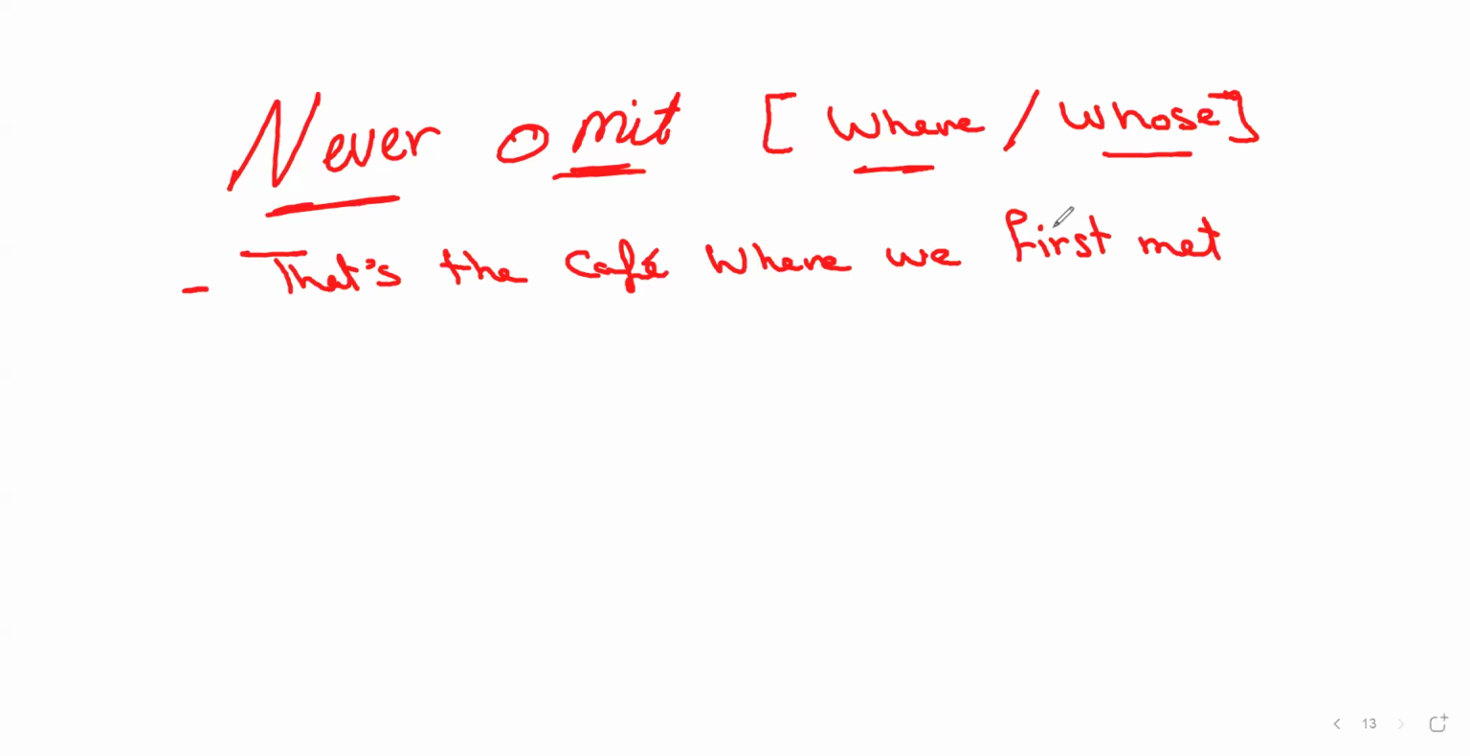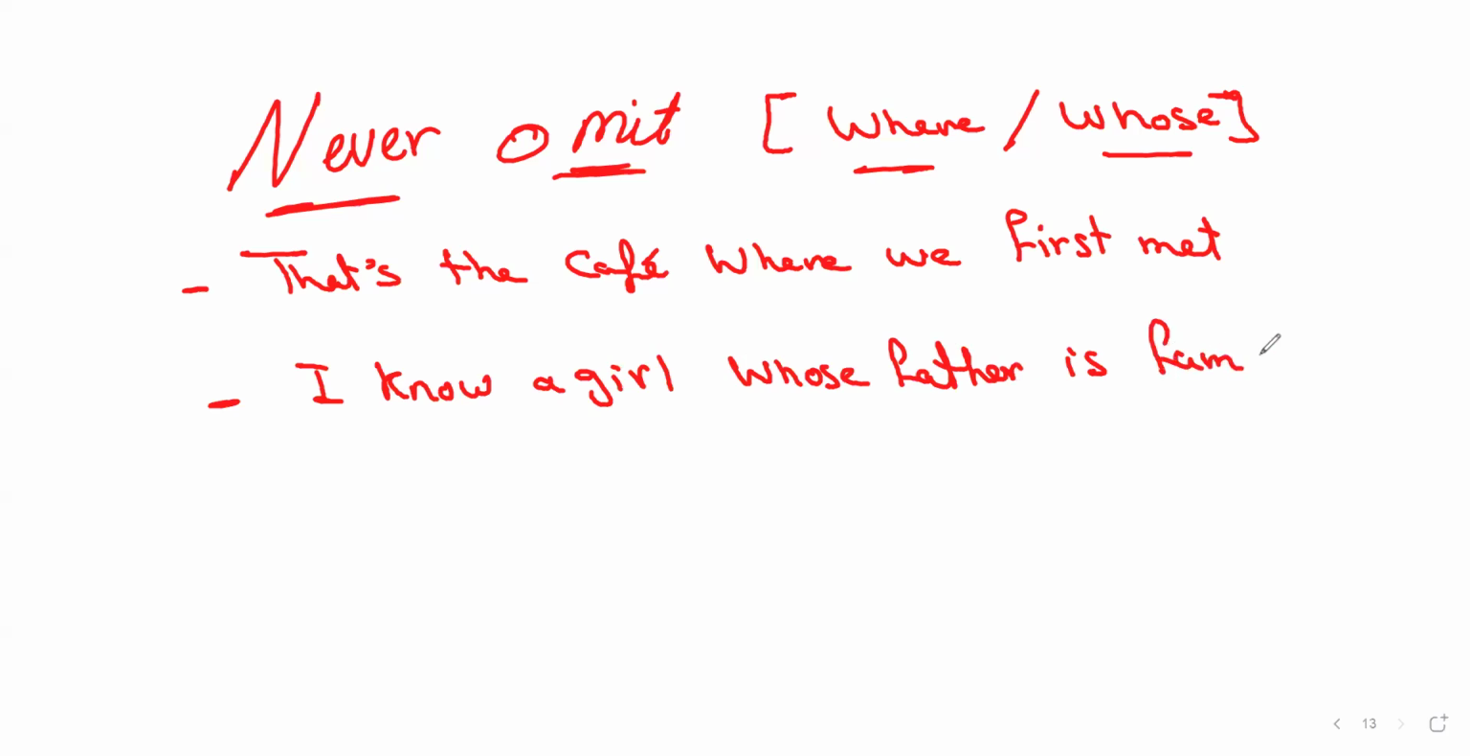We can do this with where or whose. Another one, I know a girl whose father is famous. And here, okay, whose is followed by a noun, father. So, can we omit it? Actually, no, because where and whose, both, we can't omit them. Can't omit where or whose. Followed by noun, followed by pronoun, followed by anything, you can't omit them from the sentence.